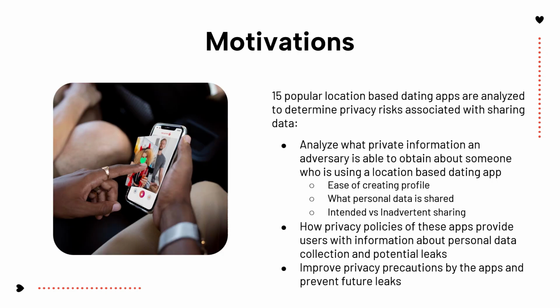So first, talking about the motivations of the research paper. In this paper, 15 popular location-based dating apps are analyzed to determine privacy risks associated with sharing data. So the first motivation is to analyze what private information an adversary is able to obtain about someone who is using a location-based dating app. So how easy is it for them to create a profile? What personal data is shared by the apps, such as locations, sensitive attributes, whether there's intended versus inadvertent data sharing. So that means which sensitive data is intended to be shared and which is shared inadvertently, like API leaks.